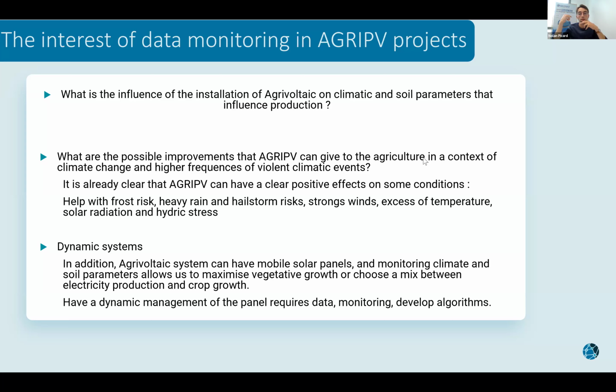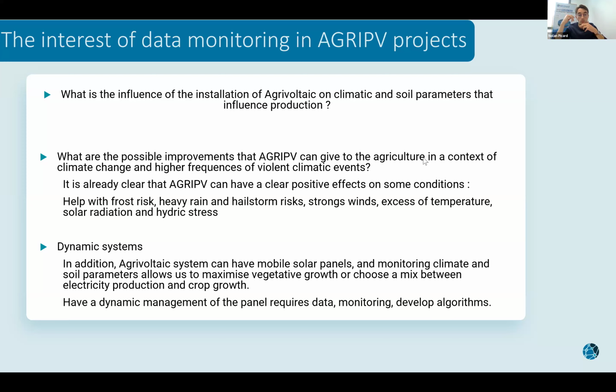Like, we know we have some effect for sure on the risk of heavy rain, and a high risk of hailstorms below the panel. We may have some protection, and an effect as a barrier against strong winds. And the last, and the most important recently, is the effect on excess temperature and excess solar radiation, and in the end, hydric stress. So how can we manage differently or better the irrigation pressure on our crops.